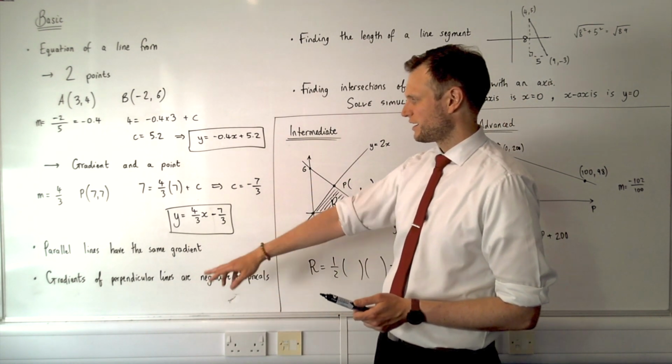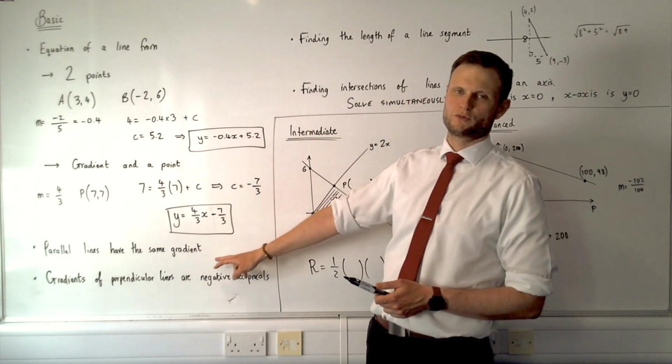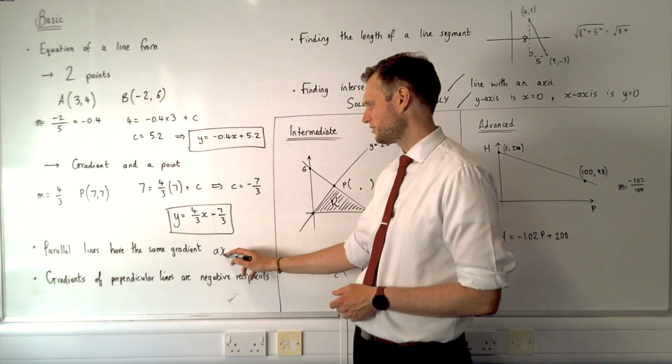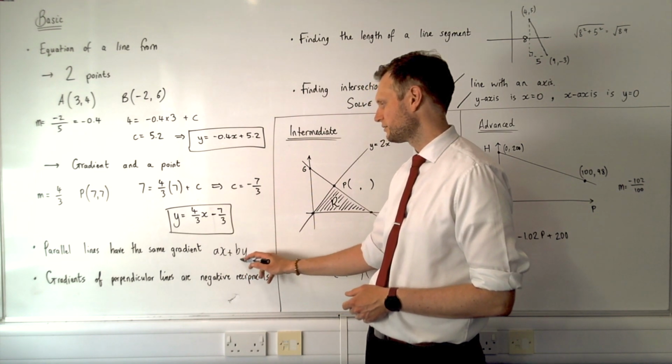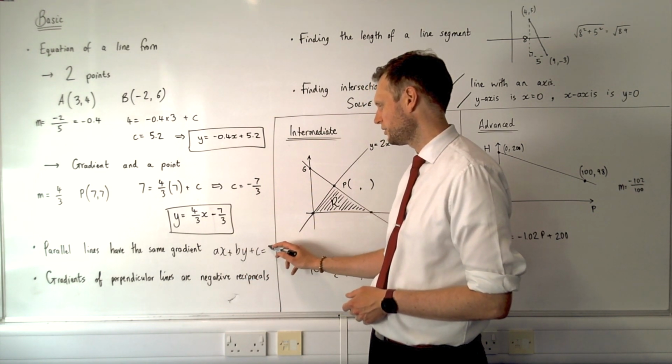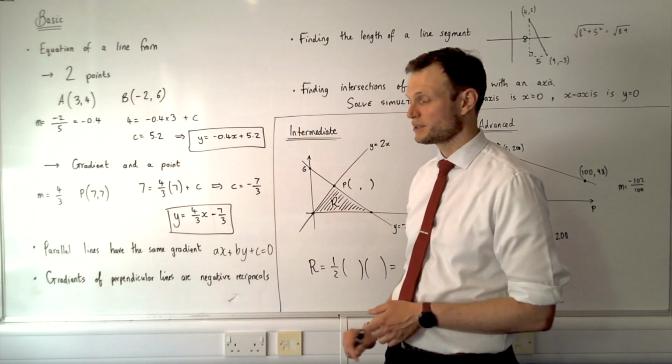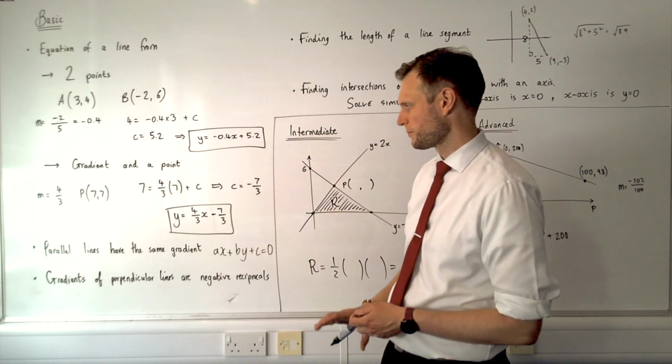A couple of facts: parallel lines have the same gradient. So you'll see sometimes instead of y equals mx plus c, things will be written as ax plus by plus c equals 0. You can just rearrange that into y equals mx plus c to look at the gradient.